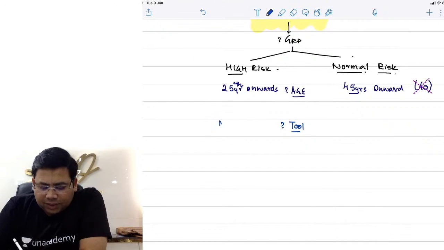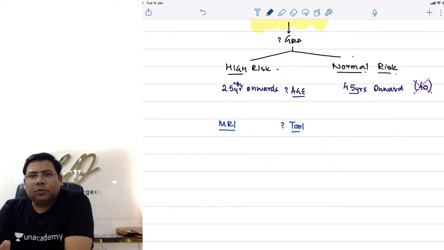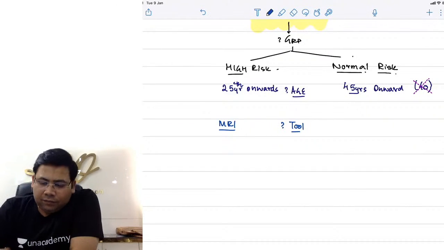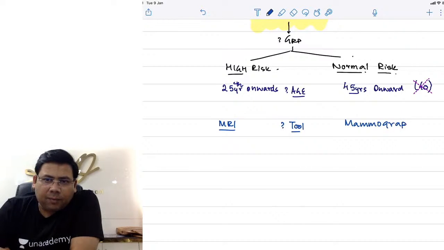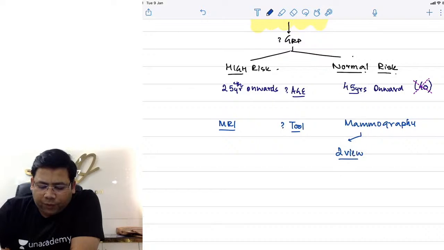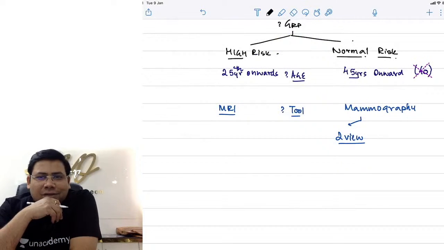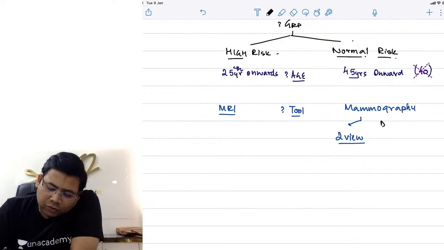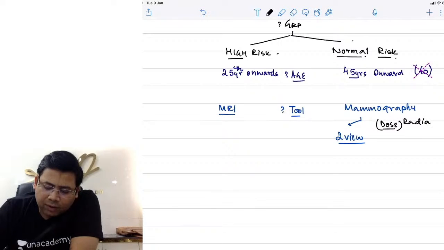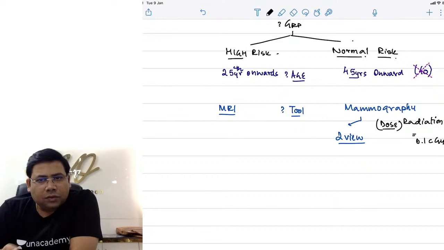So high risk group, the tool is MRI. Here also we do screening with a sensitive tool, but not that. We use what? Mammography. And what mammography do we use? 2-view. There are a lot of patients who are concerned, sir, why will I expose myself to mammographic radiation? So you should tell them that the radiation dose is very low, it is 0.1 centigrays. So it's safe.